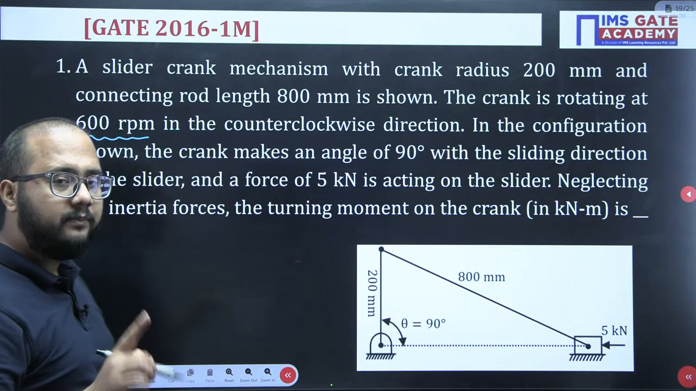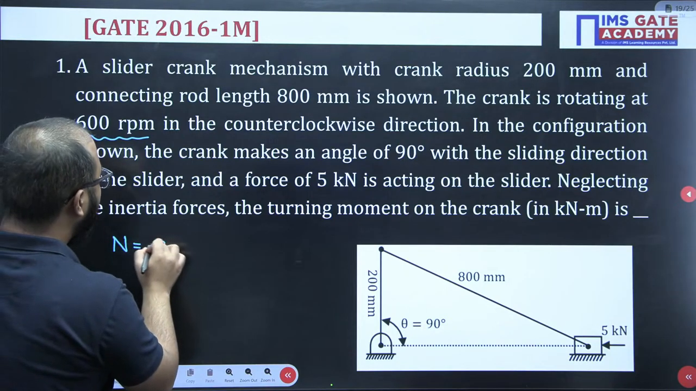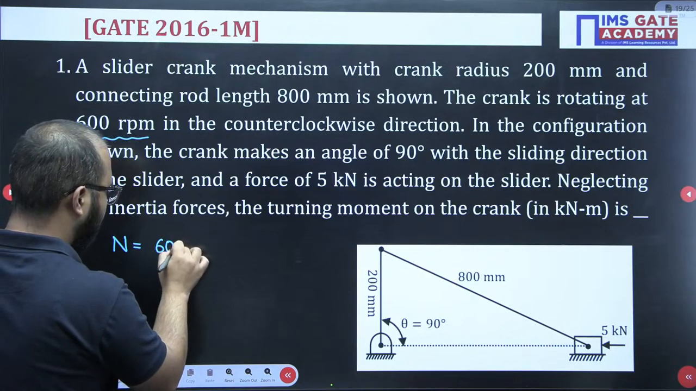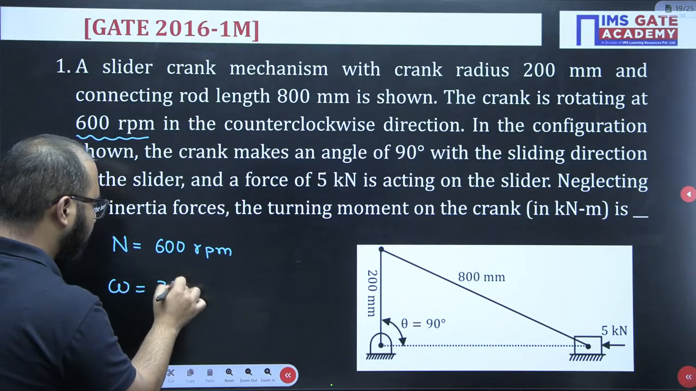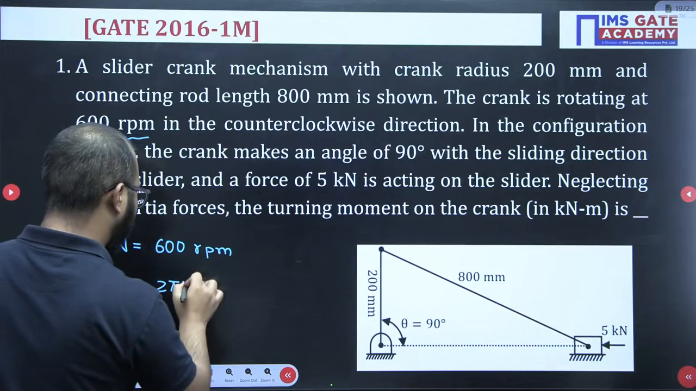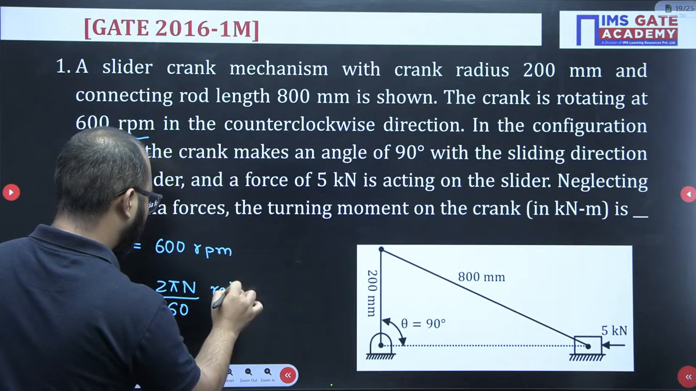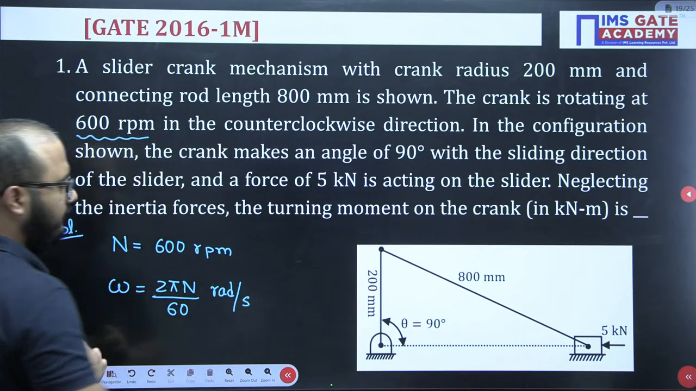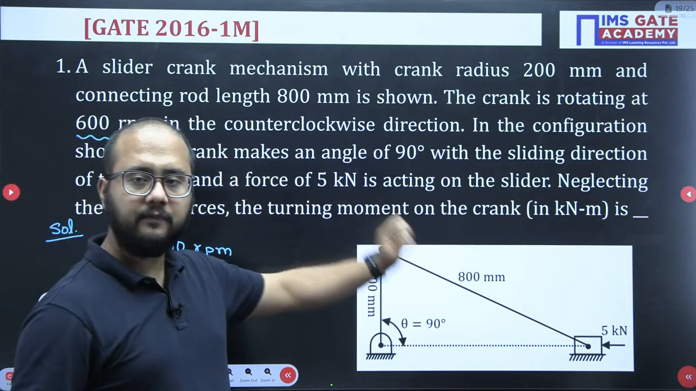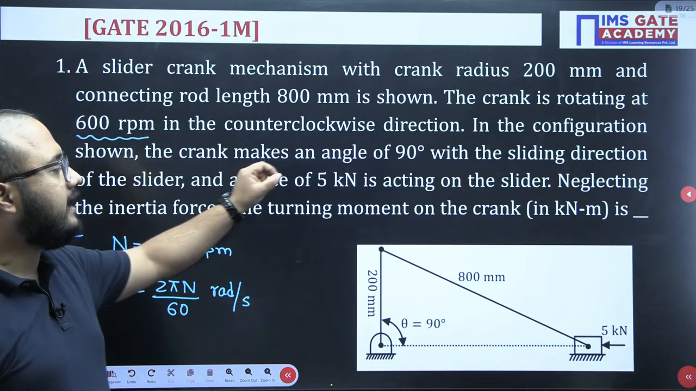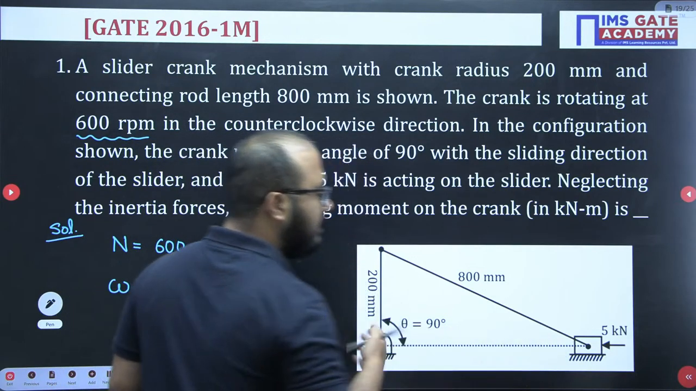Okay, so rpm they have given, right? For the crank, they have not given omega, but they have given rpm. Rpm is 600 revolutions per minute. So if I have to calculate omega, it will be what? 2 pi N by 60, this formula we need to use, in radian per second. In the configuration shown here, the crank makes an angle of 90 degrees with the sliding direction. So, the crank is making an angle 90 degrees with the sliding direction.